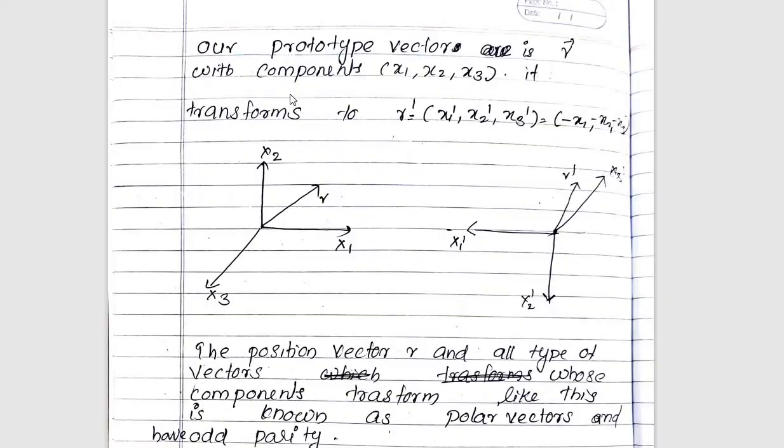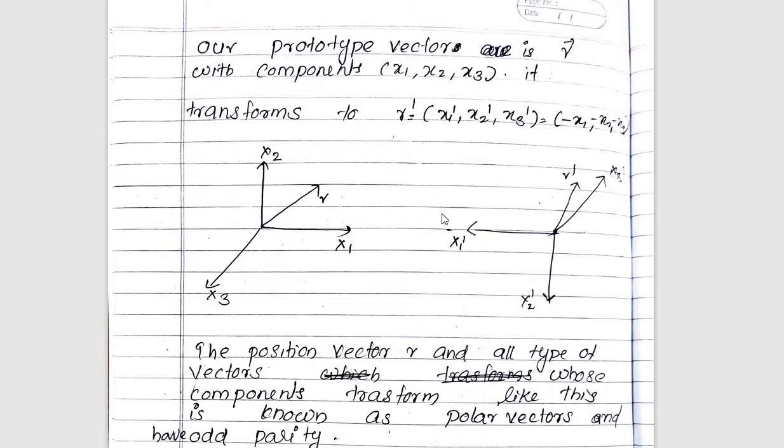One example of a polar vector is our position vector. This is a prototype of a polar vector. Its components are x1, x2, x3. Instead of x, y, z, we are using x1, x2, x3. After inversion, x1 changes into x1 dash, x2 changes to x2 dash, x3 changes to x3 dash.